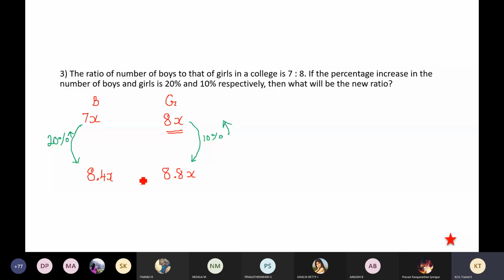Now, what is the ratio of these two? x, x gone. 8.4 is to 8.8. So can I say 84 is to 88? So if I cancel it in terms of 4 table, 21 is to 22. This is my answer.